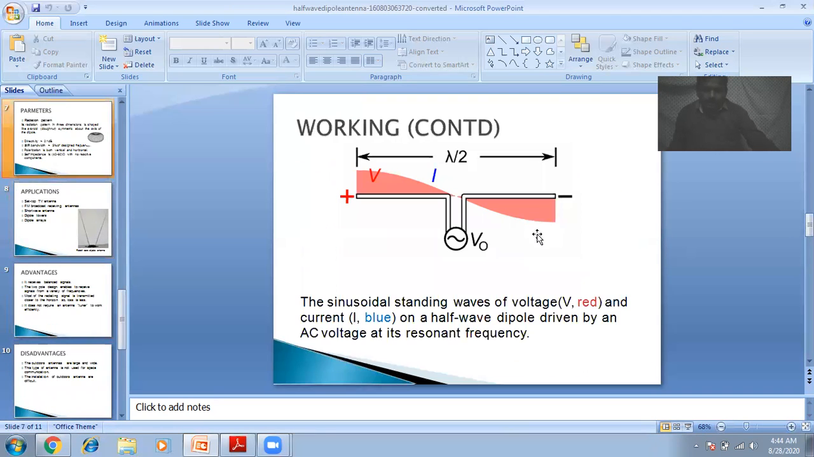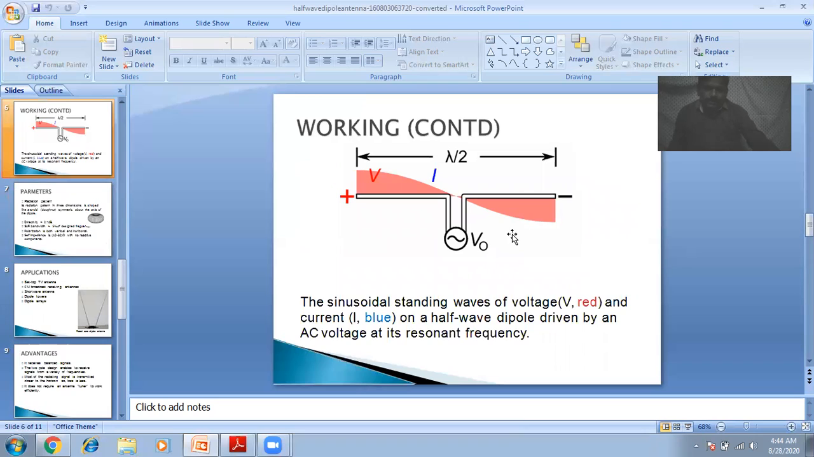Coming to the picture of this one, in order to feed this antenna, we require a balun. Normally a coaxial cable is an unbalanced transmission line, so we cannot connect the coaxial cable directly to this half wave dipole antenna. It requires a balanced transmission line because it is fed at the center. Since it is a center fed antenna, a balanced transmission line must be connected here.